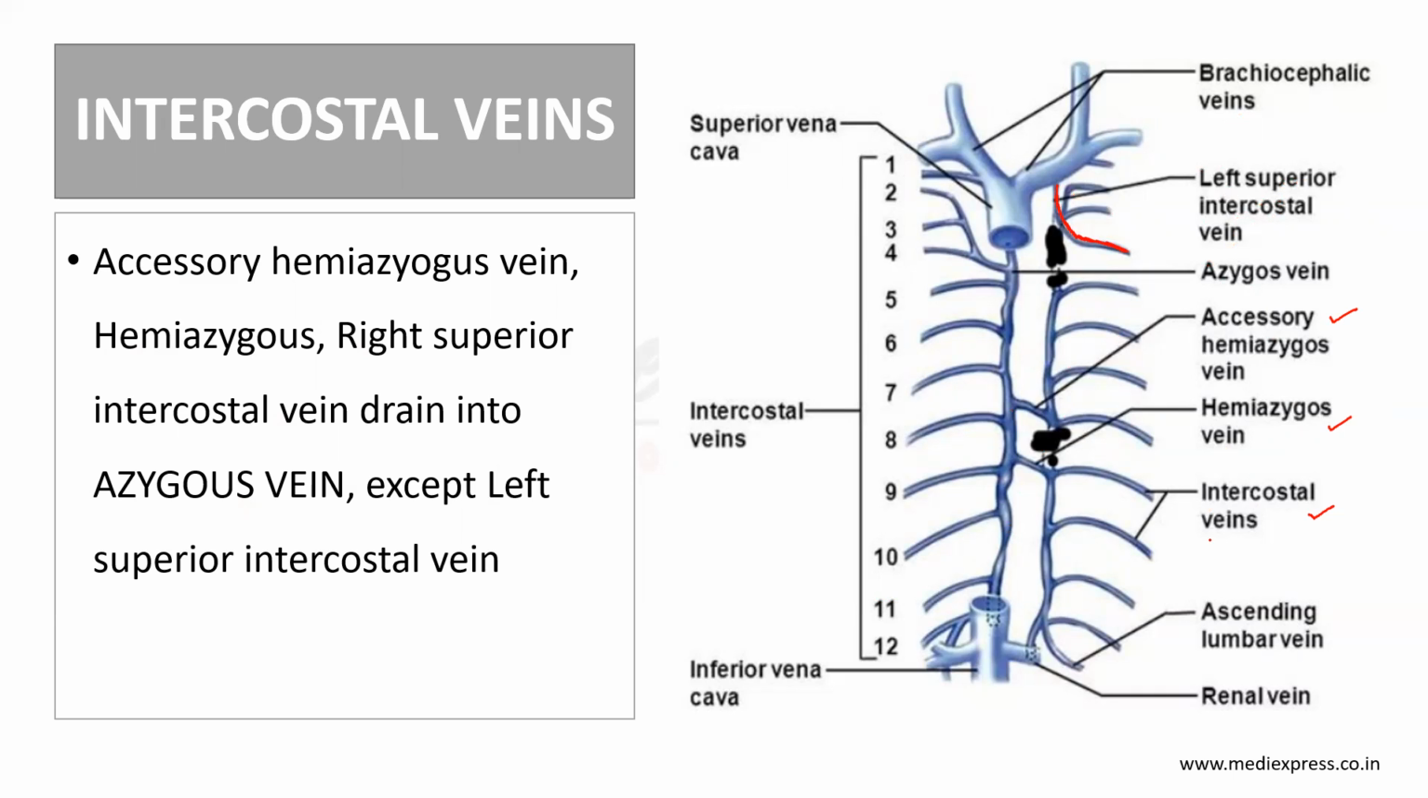So among the intercostal veins, hemiazygos vein, accessory hemiazygos vein, and the superior intercostal vein, they drain into the azygos vein, except for the left superior intercostal vein. This is yet another pointer which you need to remember regarding the intercostal veins. Rest all the other branches we have already dealt with.